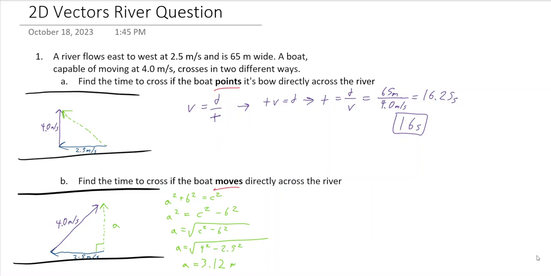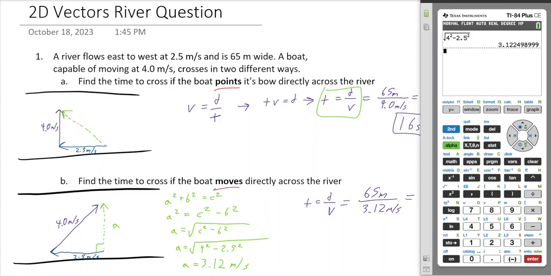3.12. This is still meters per second. Okay, and now we're going to use the same formula as before. So now we can use T equals D over V. I don't want to rearrange again. I mean, we've already done it. So D is still the same as before, and our new speed is this.